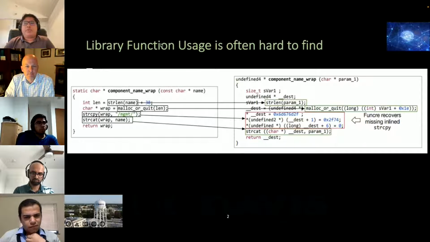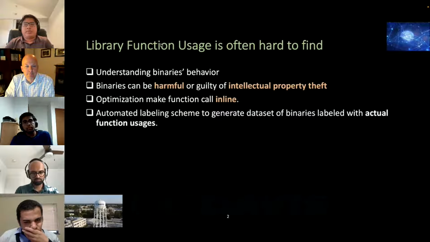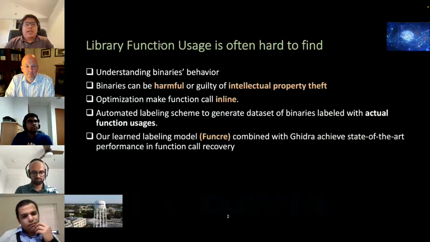So in this paper, we propose a deep learning based approach that will recover this missing string copy function for the reverse engineer and help them understand the behavior of the binaries. To fulfill this goal, we propose an automatic labeling scheme to generate a dataset of binaries labeled with the actual function usages. We also show that our approach, Funkry, combined with Ghidra achieves state-of-the-art performance in the function call recovery task.